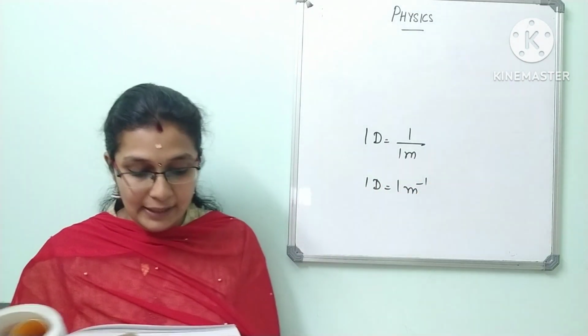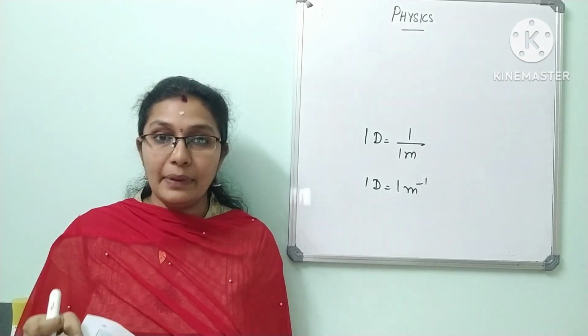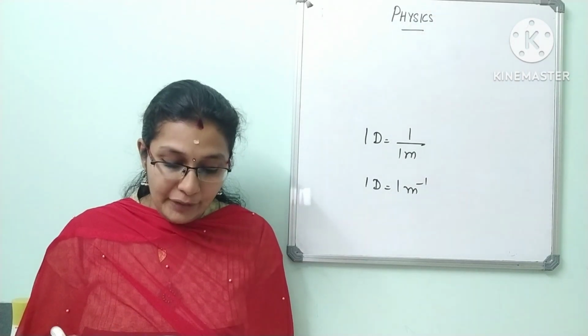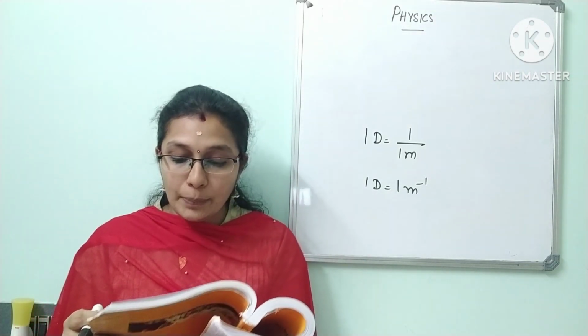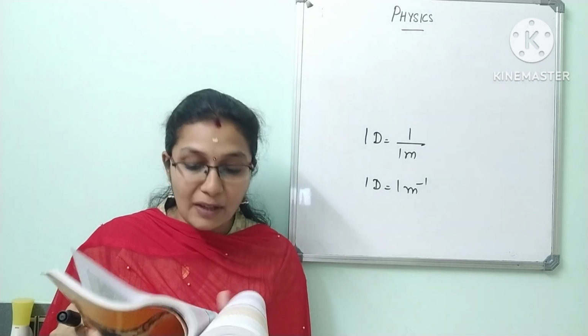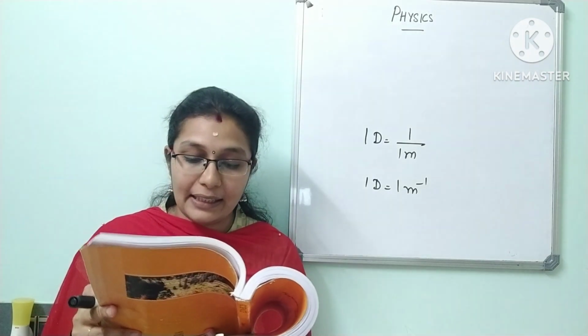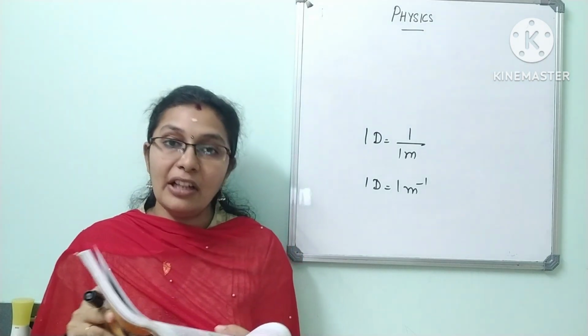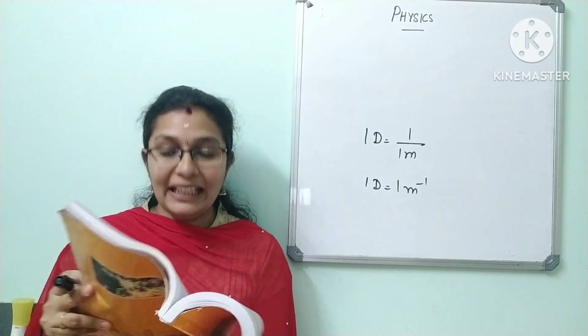Clear? Yes. Now we will go with book back questions, page number 185. Which one of the following materials cannot be used to make a lens? The options are water, glass, plastic and clay. Clay is the one which cannot be used for making a lens.